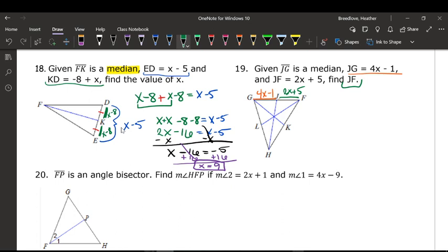So again, because this is a median, it bisects the side of the triangle. So GJ is congruent to FJ. They're equal to each other. So since they are congruent, I can say they are equal.